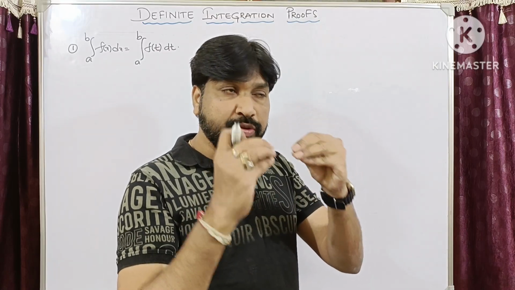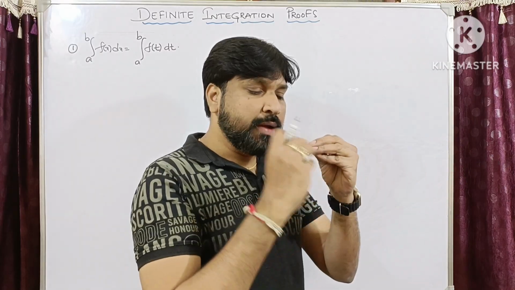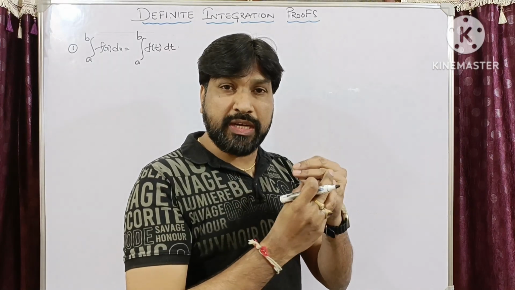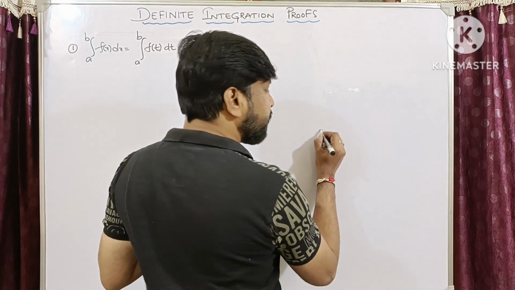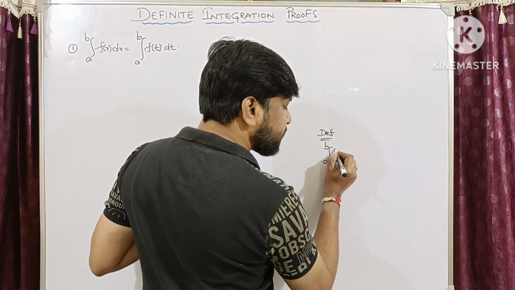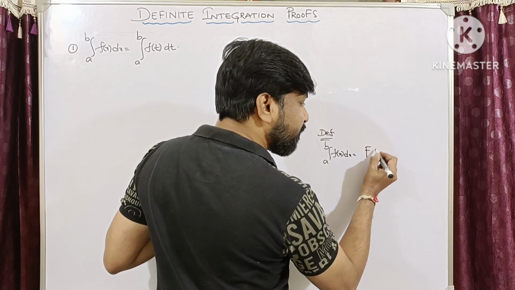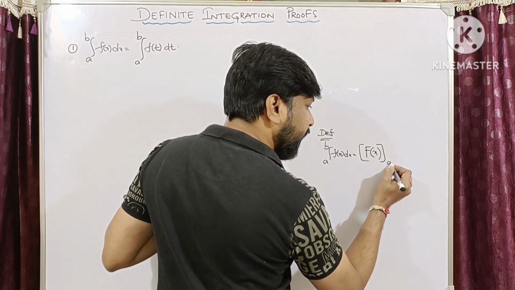For which proofs we are going to follow substitution, and for which proofs we are going to follow the definition, you have to know. So what is the definition of definite integration? Integral a to b f of x dx can be written as capital F of x between the limits a to b. This is the definition.